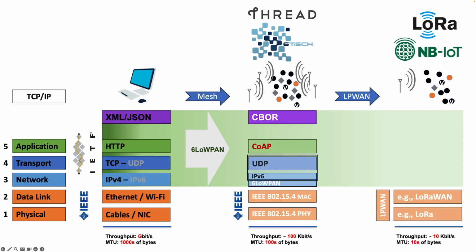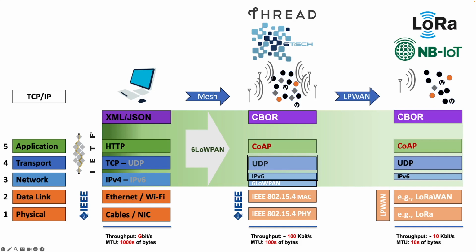Similarly, when we go from the 6LoWPAN protocol stack to ultra-constrained long-range LPWAN technologies such as LoRa and NB-IoT that support packet sizes in the order of tens of bytes, the objective of the LPWAN working group at the IETF was not to design a new protocol stack in order to avoid potential interoperability issues. And therefore, as can be observed, most of the protocols were kept, including CoAP.